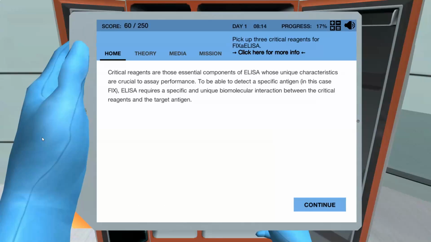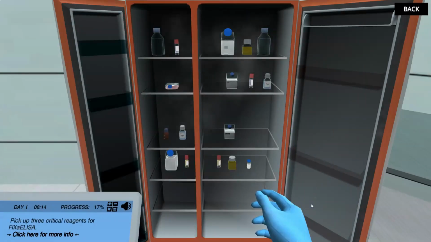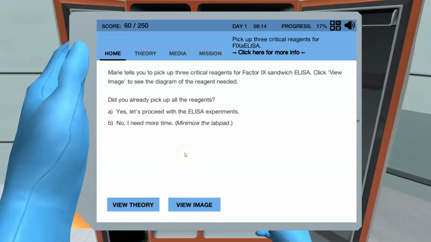Critical reagents are those essential components of ELISA whose unique characteristics are crucial to assay performance. To be able to detect a specific antigen, ELISA requires a specific and unique biomolecular interaction between the critical reagents and the target antigen. Pick up 3 critical reagents for activated factor IX ELISA. Marie tells you to pick up 3 critical reagents for factor IX Sandwich ELISA.